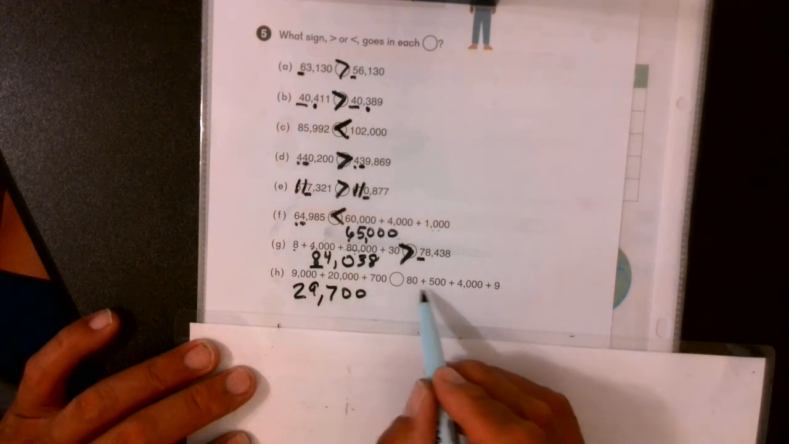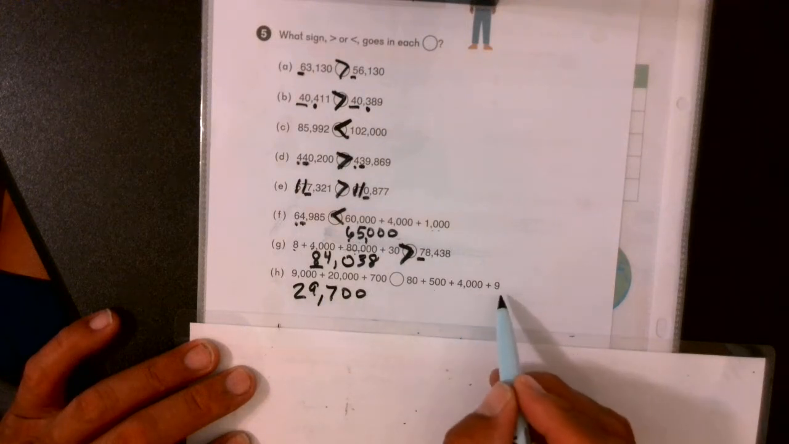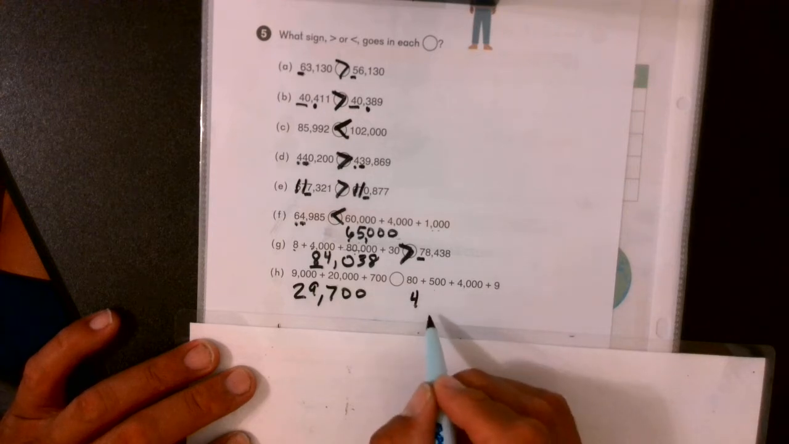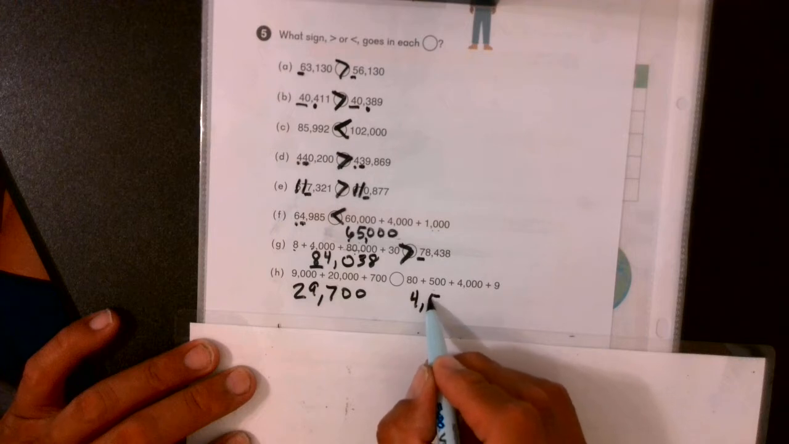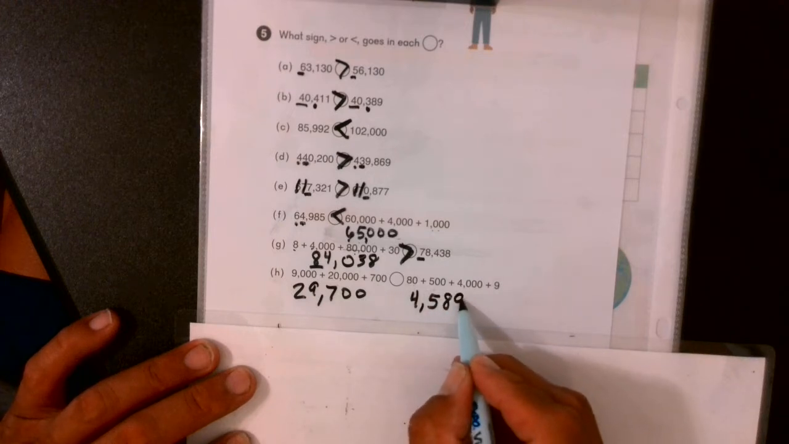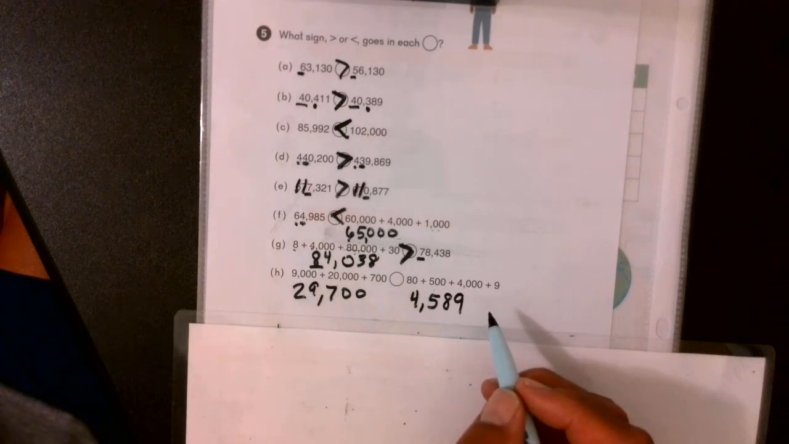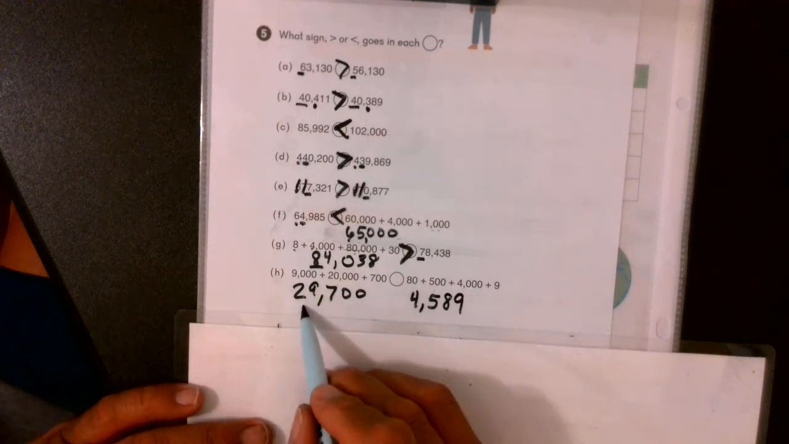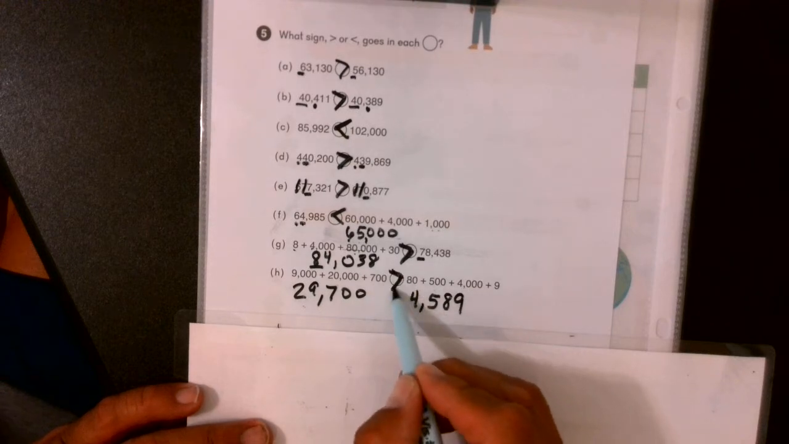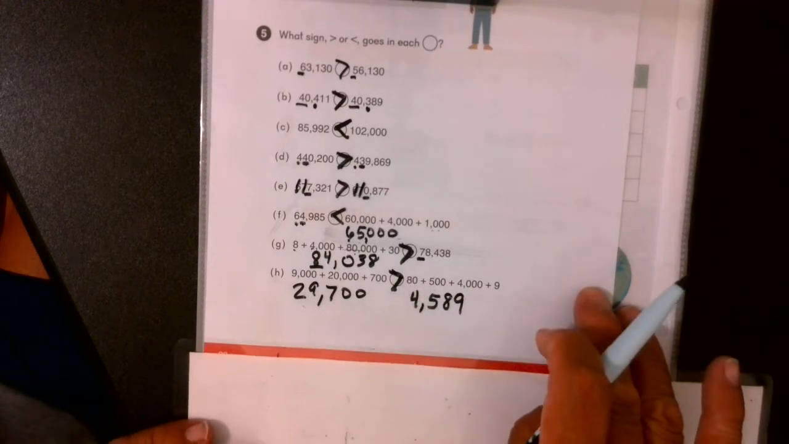Come over here. We got 2 digit, 3 digit, 4 digit, and 1 digit. So obviously I got to start with the 4 digit, and the 3 digit, which is 5, and the 2 digit, which is 8, and the 1 digit, which is 9. This is a no-brainer. This is a 5 digit number, and this is a 4 digit number. Obviously, the 5 digit number is bigger than the 4 digit.